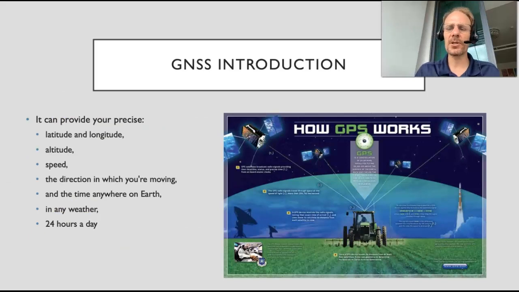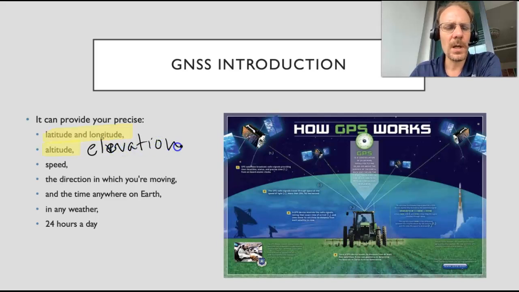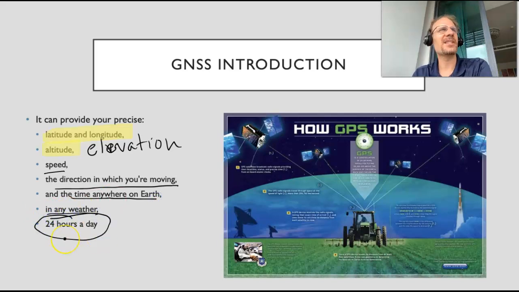So what are some of the things that we can do with GNSS or GPS? Well, it provides us our location, our latitude and our longitude. It can also provide us with our altitude, or sometimes we will call this elevation. It can calculate our speed. It can calculate the direction in which we are moving. And it can do that anytime, anywhere on Earth, in any weather, 24 hours a day. Now, I will say this, inclement weather or a lot of cloud cover can make the signal slightly less accurate, but it is still accurate and still works.